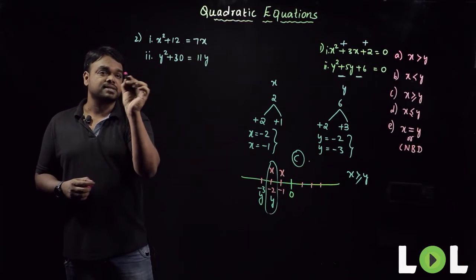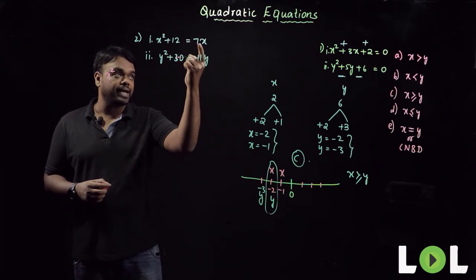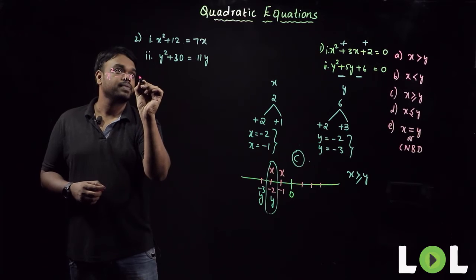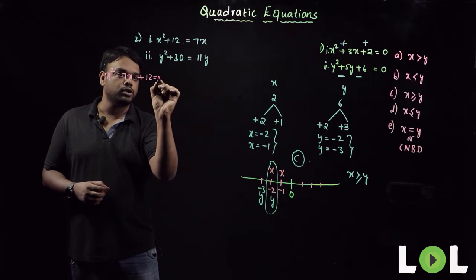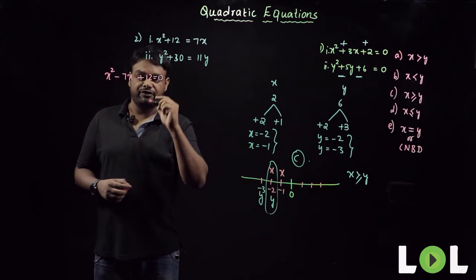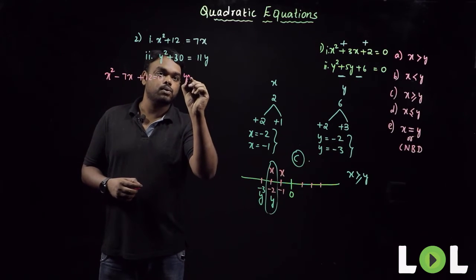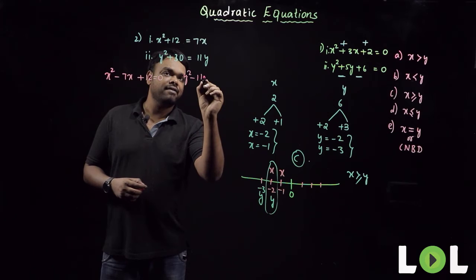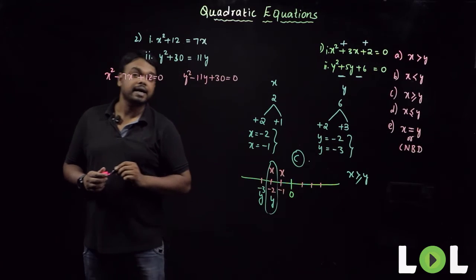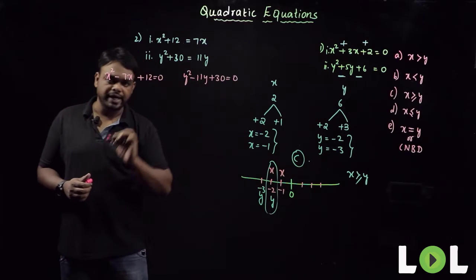So in terms of x, this becomes x square. Let us bring x to the left hand side. That becomes x square minus 7x plus 12 equal to 0. Another one. We have to bring this 11y to the left of the equal sign. So that becomes y square minus 11y plus 30 equal to 0. Agree? Now, let us solve for both the equations.